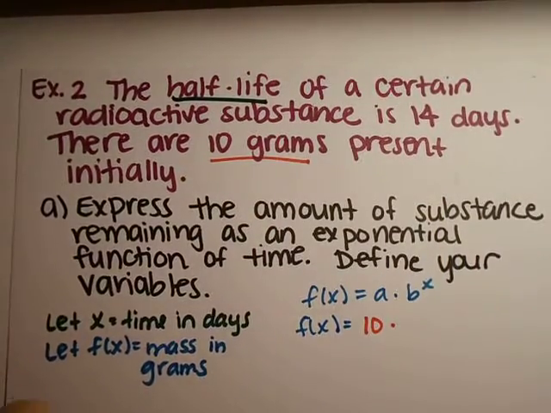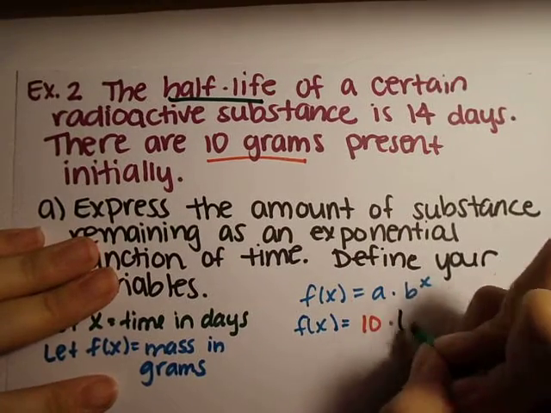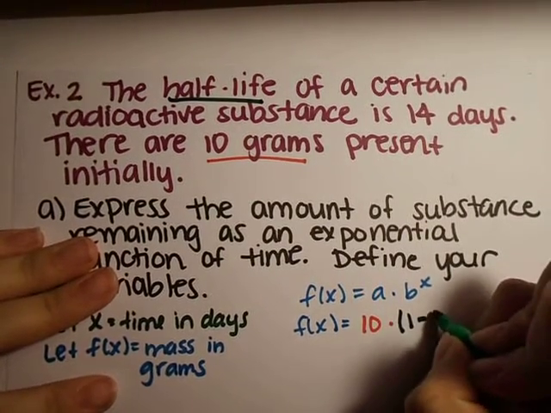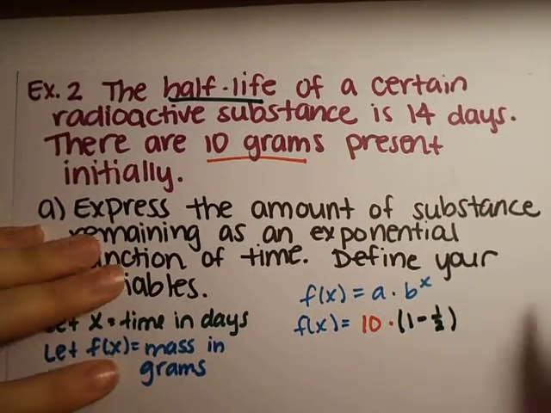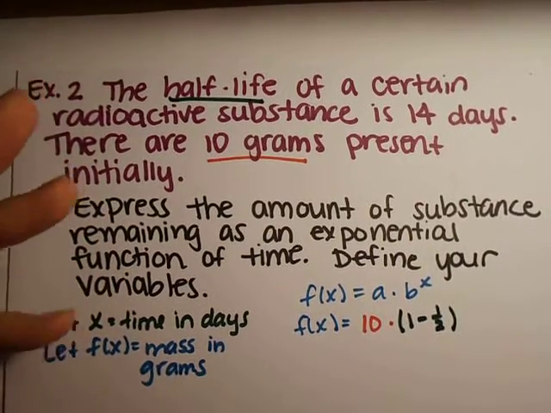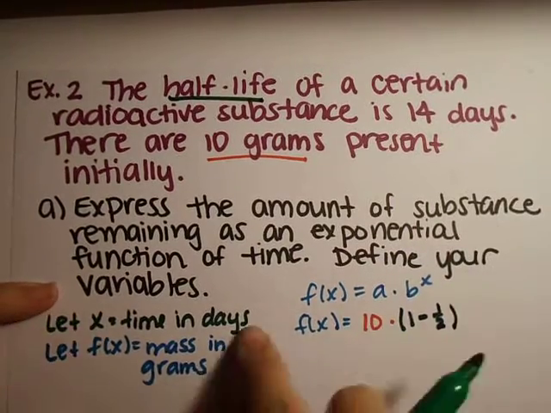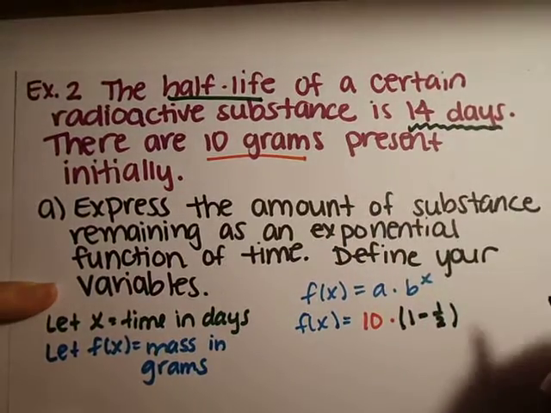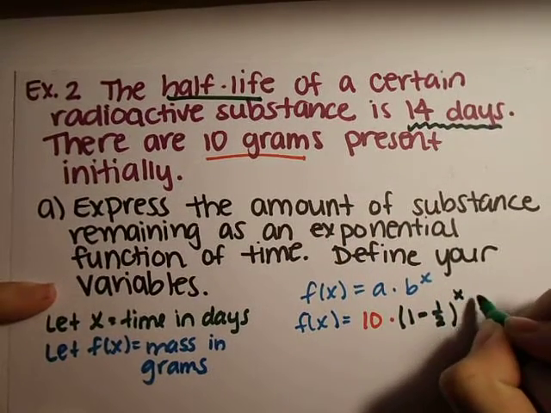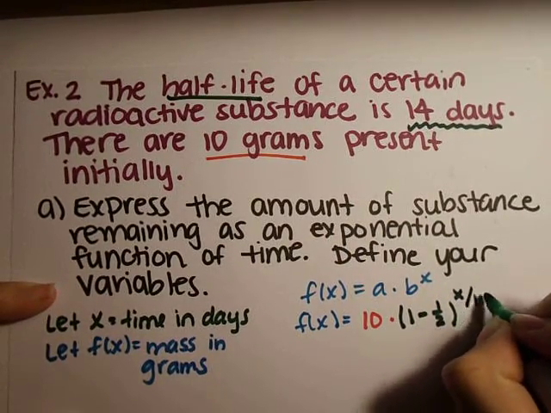So half-life means it's decaying, and it's decaying at 50%, so 1/2 of our rate. So you have half of the original, it's called half-life. And then your time, it's decaying every 14 days. Okay? So it decays every 14 days.